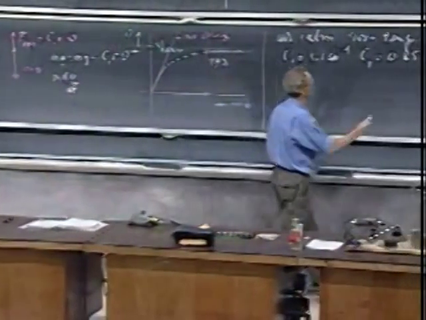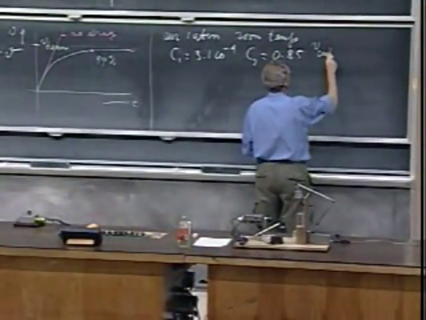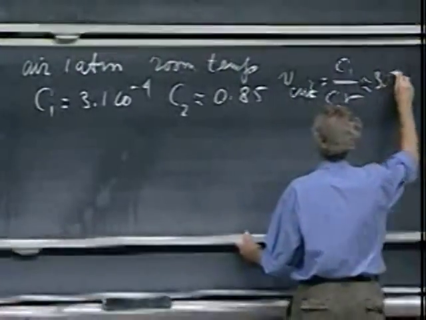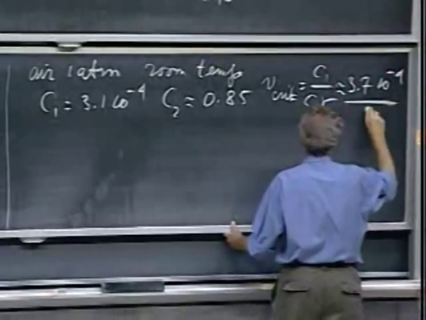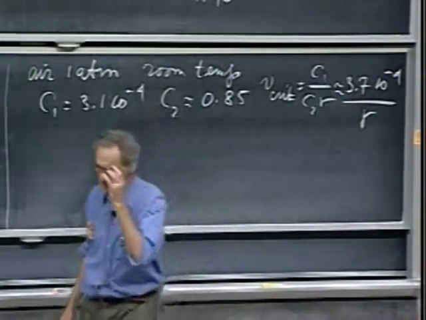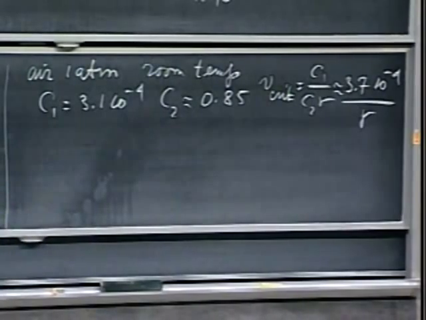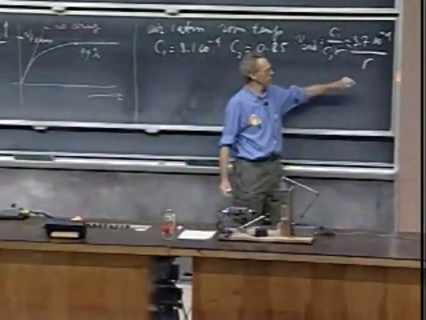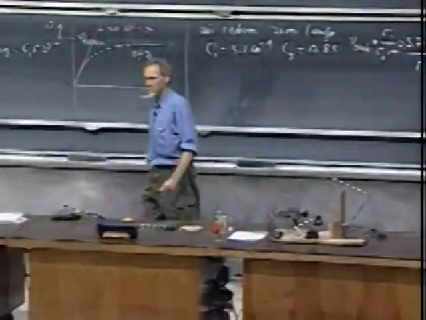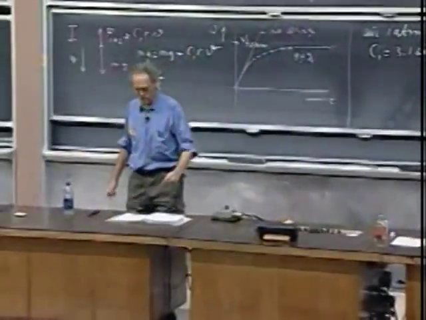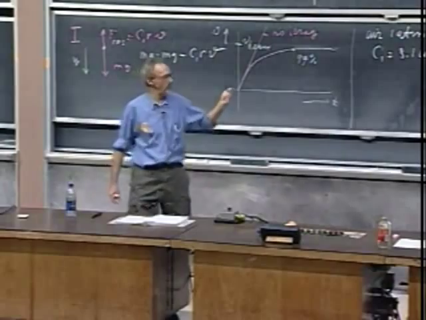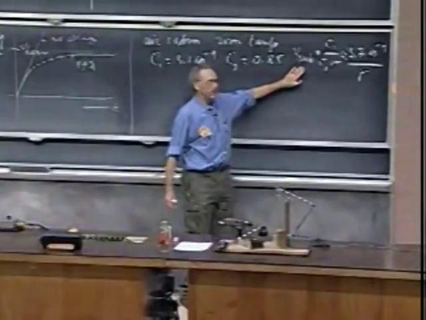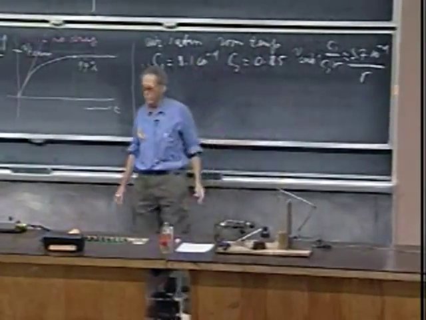And so the critical speed, which is C1 divided by C2 by r, is about 3.7 times 10 to the minus 4 divided by r meters per second. And that is about 400 times lower than the critical speed in syrup, in the Karo syrup, for the same value of r. So if I compare the quarter-inch ball bearing, and I drop it in the Karo syrup, then the terminal velocity in the Karo syrup is way below the critical velocity of the Karo syrup.